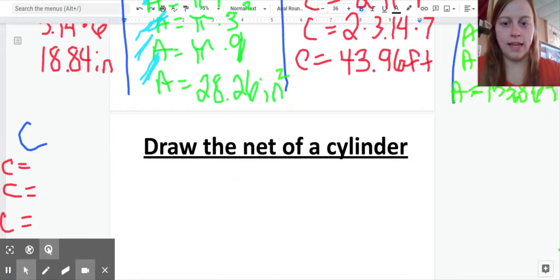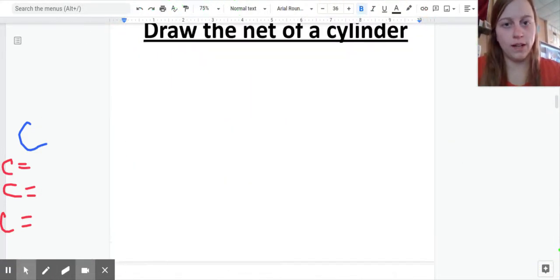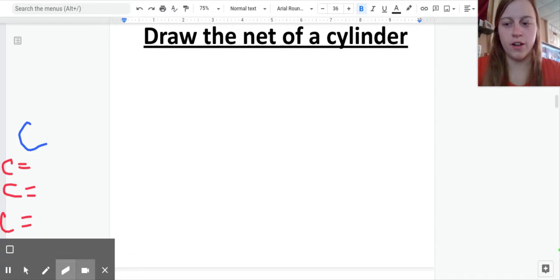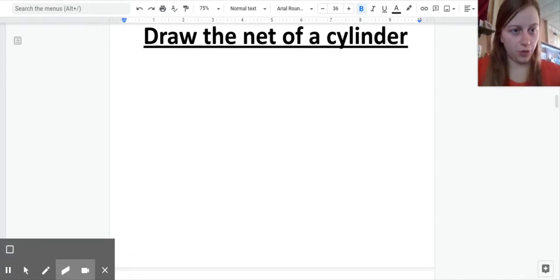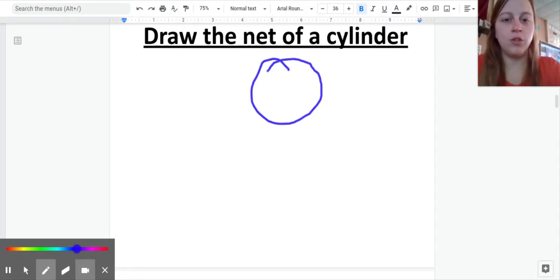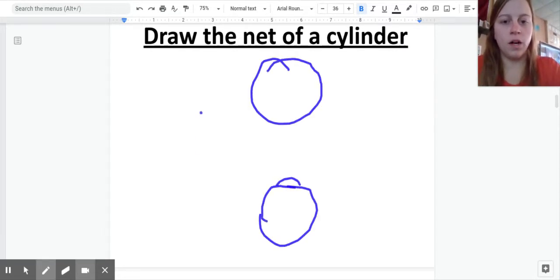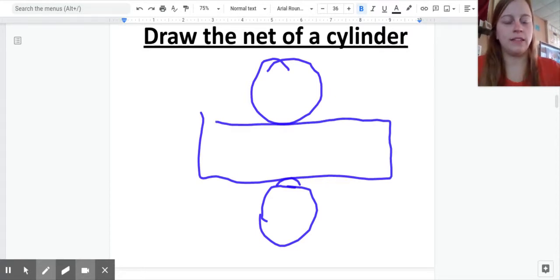So let's go ahead and review drawing a net of a cylinder. Remember that nets are unfolded 3D shapes. So what would a cylinder look like if I cut it up and unfolded it into one big shape? We'll pause the video while you draw. Remember that the net has two circles and one rectangle that kind of rolls up into our cylinder.